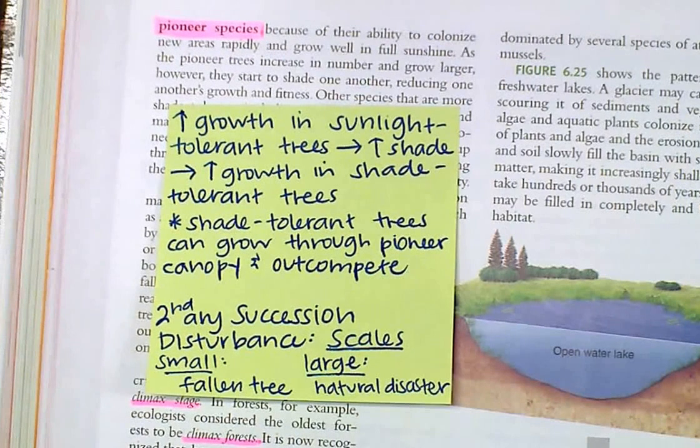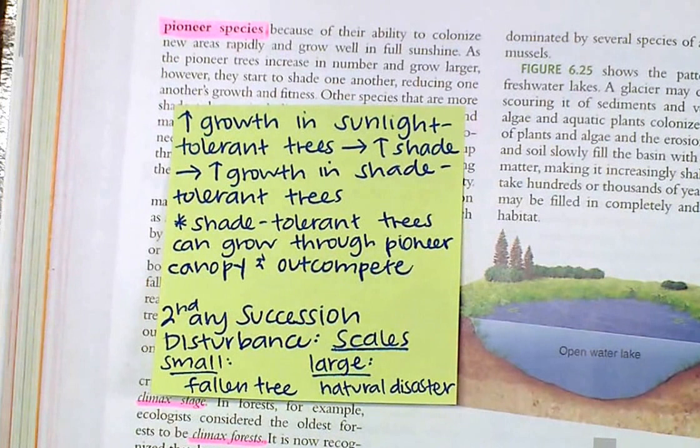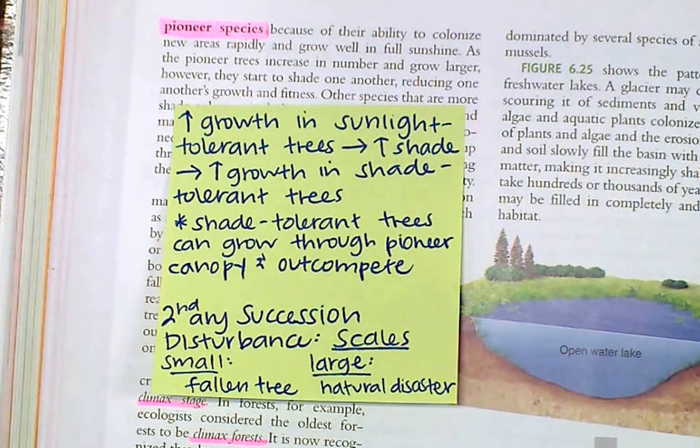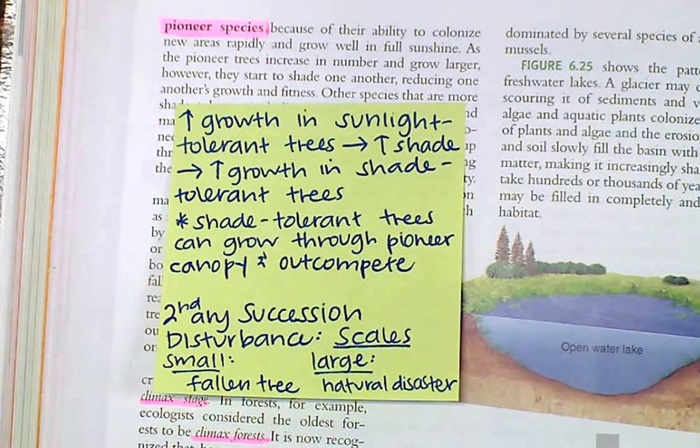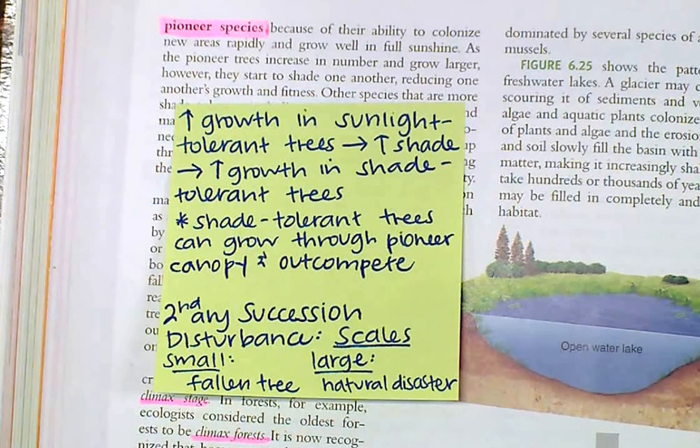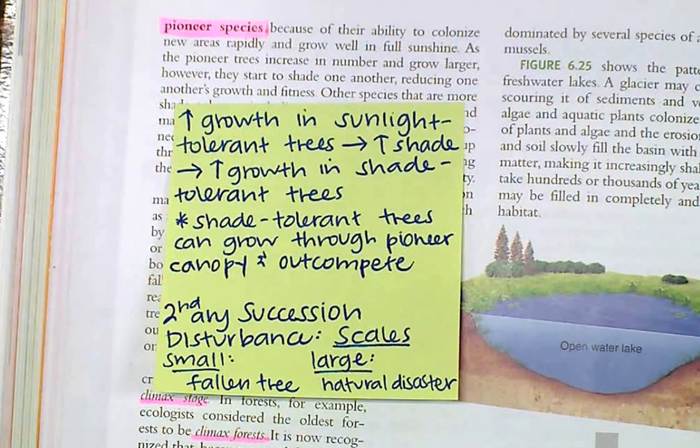Okay, now there's going to be an increase in growth rate in the sunlight tolerant trees. And that's going to lead to more shade. So as the sun tolerant trees grow bigger, there's going to be an increase in shade around the ecosystem. Now some of these ecosystems haven't seen shade in a long time, so that's going to create a little niche area where shade tolerant trees can grow.